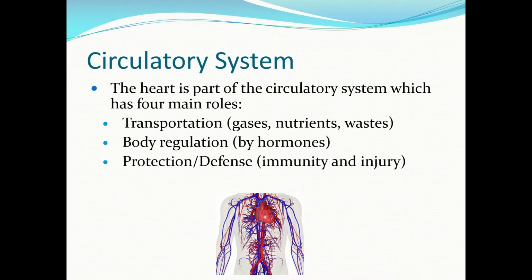Protection and defense, so we'll talk about this a little bit later, but immunity and injury, how does our body heal? How does it protect if you have a virus or something in you? And our circulatory system also distributes body heat. So blood is part of moving through our body, helps distribute body heat to keep everything a good temperature.